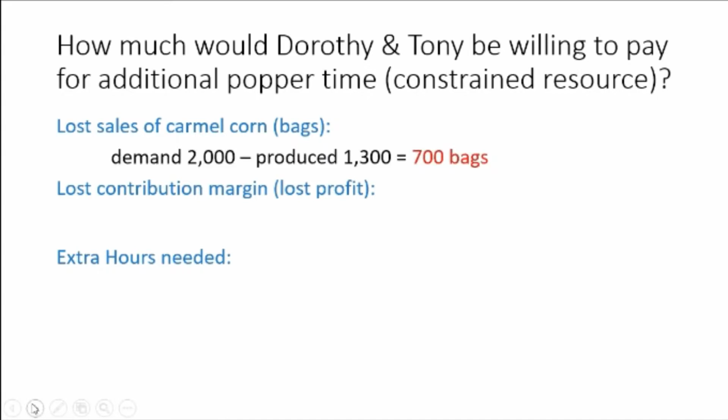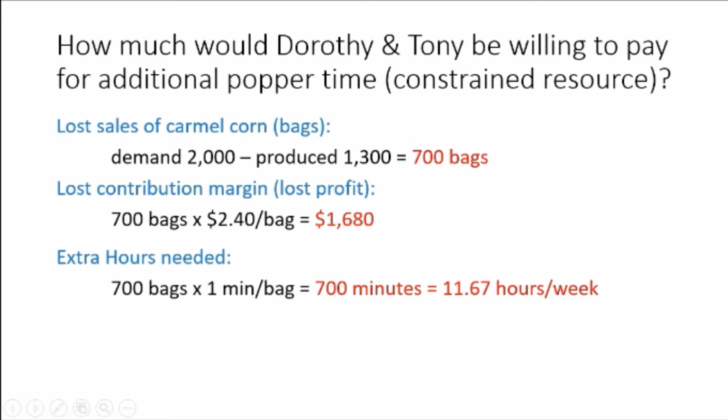So we've already identified the fact that they had demand of 2,000 units of the caramel corn, but we're only able to produce 1,300. So there were 700 bags short of caramel corn. The contribution margin of caramel corn is $2.40. So this is a weekly decline of profit of $1,680. Now they need additional time of 700 minutes, which if you divide this by 60 is 11.67 hours per week.